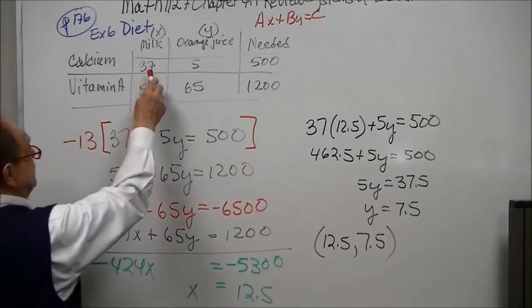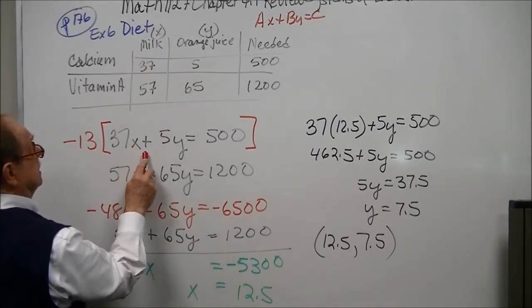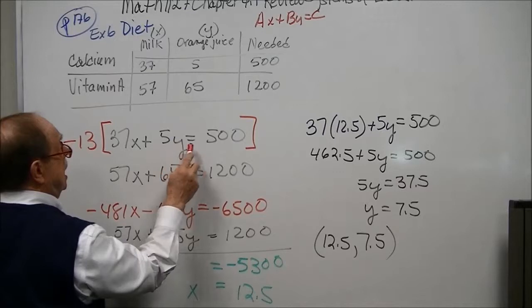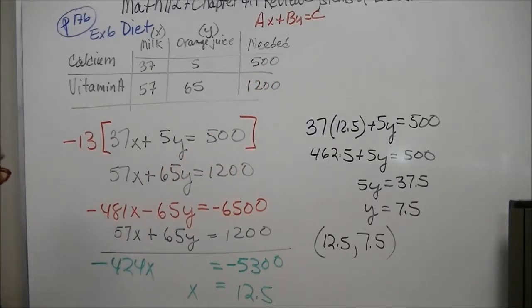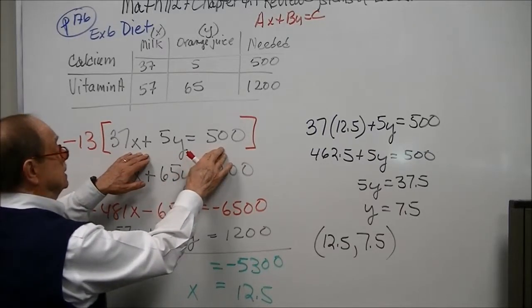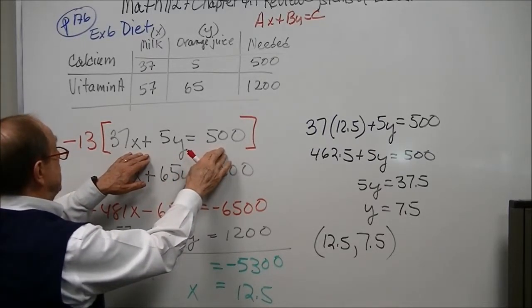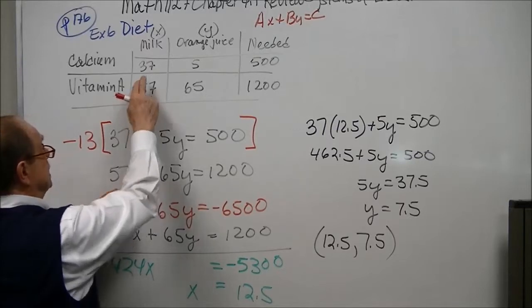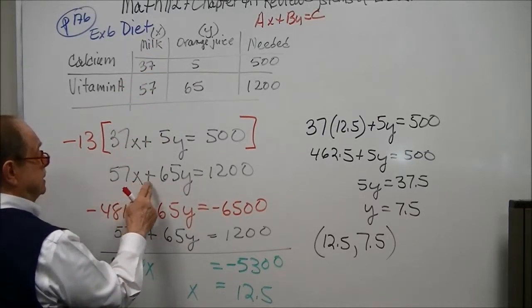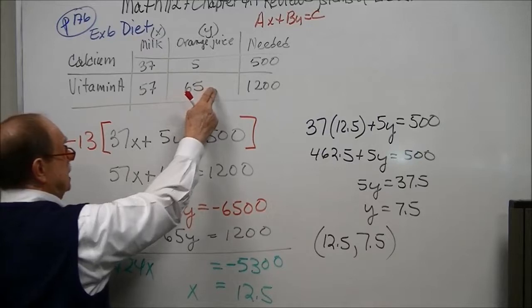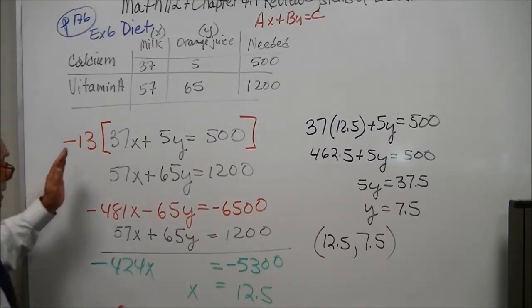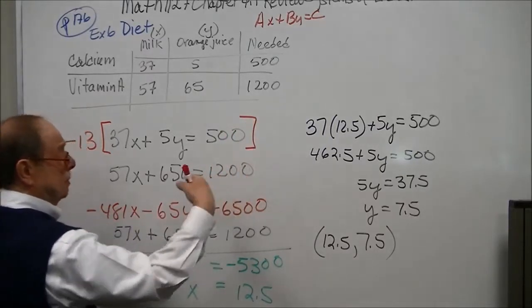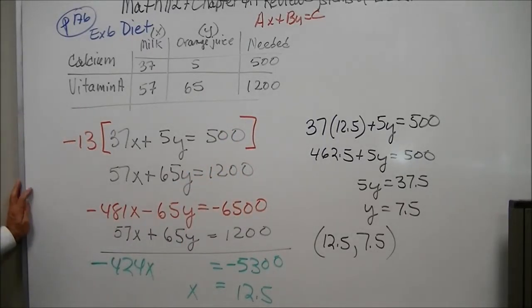So here's our formula, 37x plus 5y equals 500. So there's our first equation in standard form. Then again, we're dealing with milk, x, 57x plus 65y equals 1200. There's our two equations in standard form, and we're going to use the elimination method that we just went over.